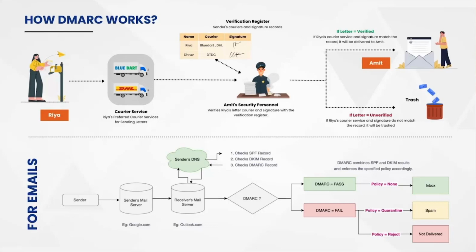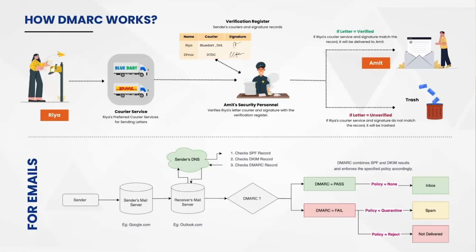It will check the policies that you have configured. If you have set your policy to quarantine, the email will directly land in the spam folder. And if your policy is set to reject, then the message will never be delivered. So this is how DMARC works in terms of the real life example and in terms of mail.